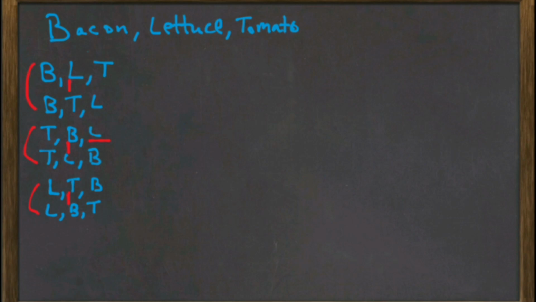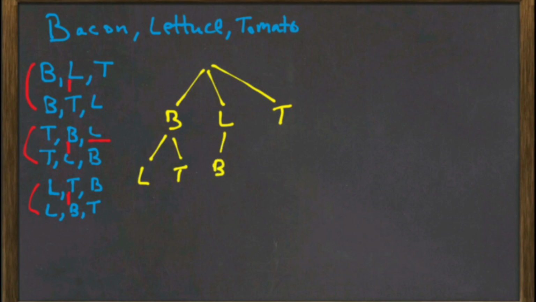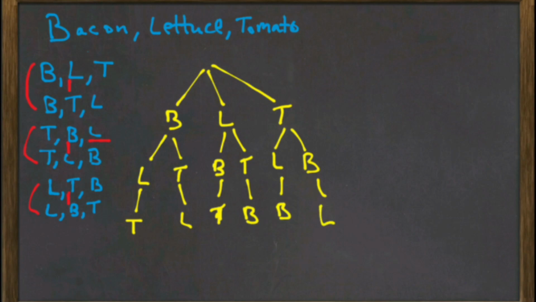A slightly different way to organize it is to build a tree out of this and say in our first choice we could choose bacon, lettuce, or tomato. Once we've made that choice, again, we have 2 options. We could do lettuce or tomato. Here we could do bacon or tomato. And here we could do lettuce or bacon. Okay, and then lastly, if we've chosen B and L, then we only have T left. Here we would only have L left. BLT, BTL, LBT, LTB, TBL, TLB.